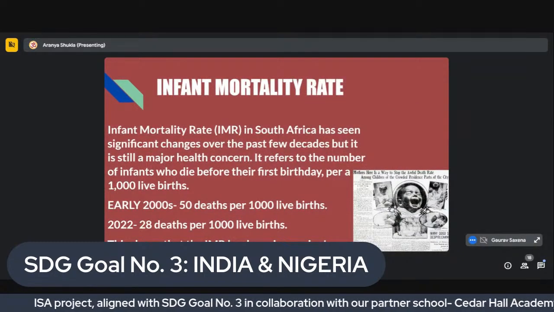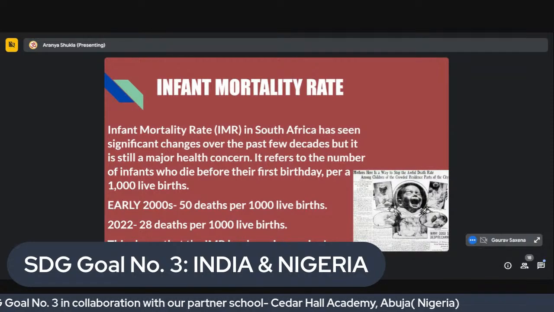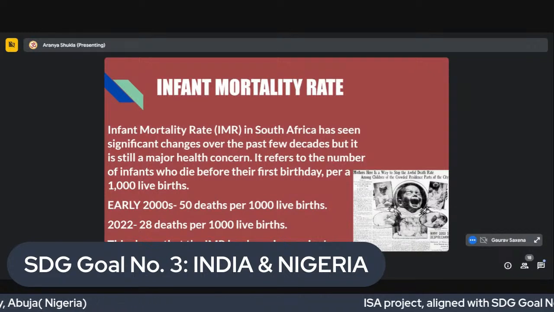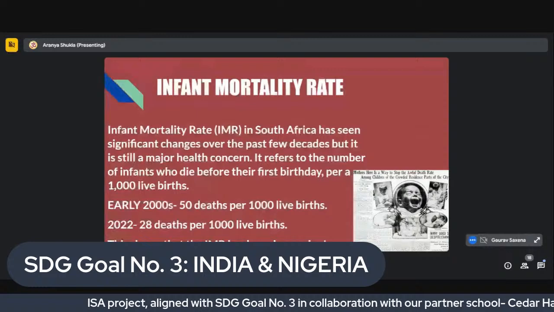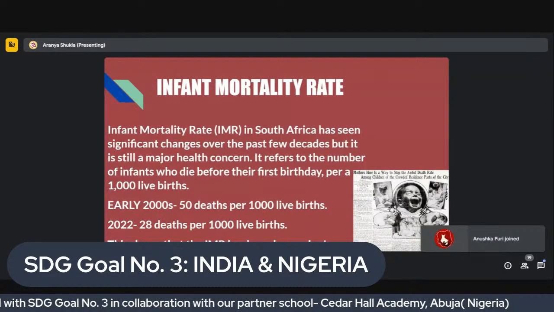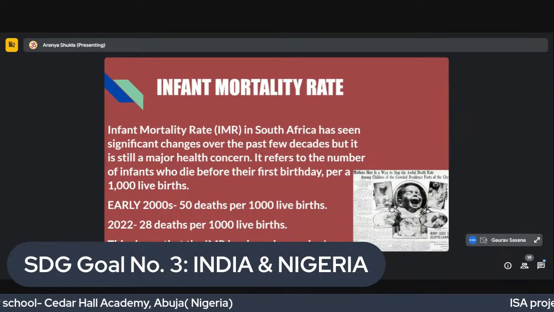The infant mortality rate, which is IMR, in South Africa has seen significant changes over the past few decades, but it is still a major health concern. It refers to the number of infants who have died before their first birthday per 1,000 live births. In the early 2000s, 50 deaths per 1,000 live births. In 2022, 28 deaths per 1,000 live births.